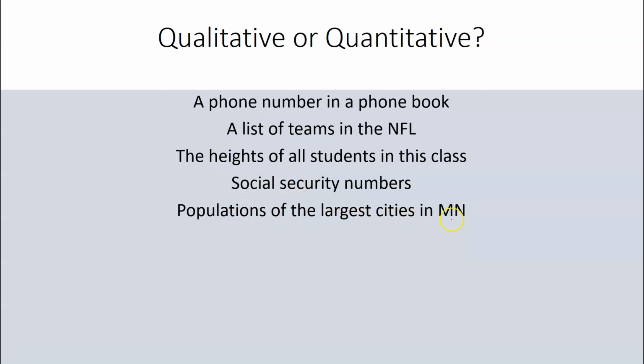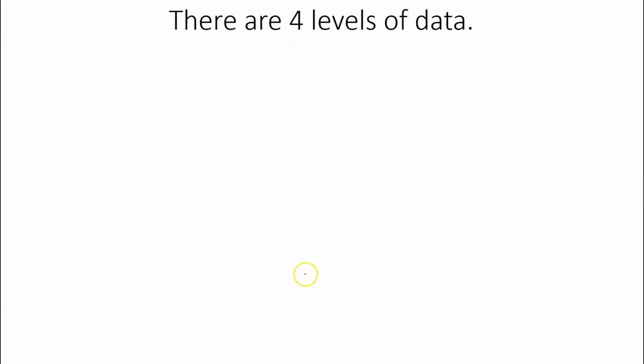Populations of the largest cities in Minnesota, okay, that should be quantitative. We can count how many people there are. We could subtract. It makes sense. Top 5 selling cars of 2010, I would say that is quantitative. We can count how many sold. Shoe sizes, that's a measurement. We can do that as well.